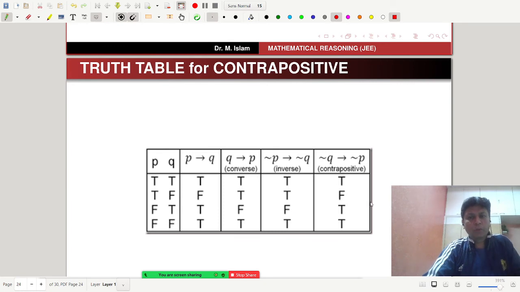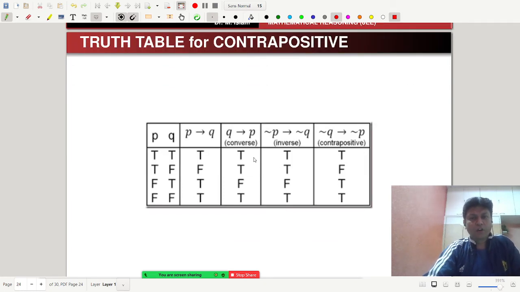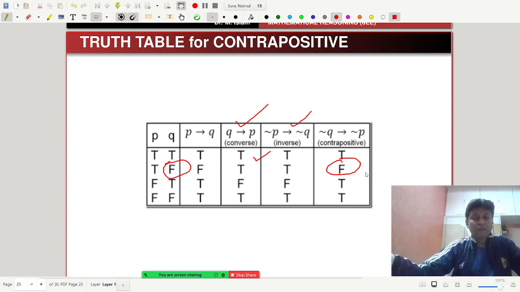Truth table for the contrapositive. You can write the truth table for the converse, for the inverse and for the contrapositive. Again, you see the contrapositive is false if and only if P is true and Q is false in the table. So these are the important things you have to be very careful about during the exams when you have a compound statement with a lot of connectives, maybe 3 connectives.